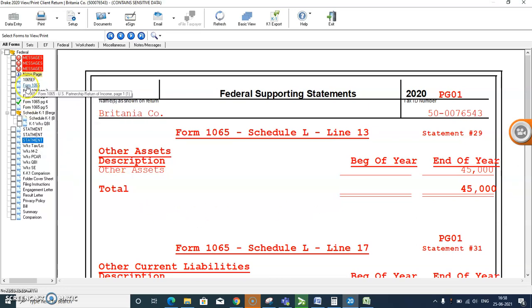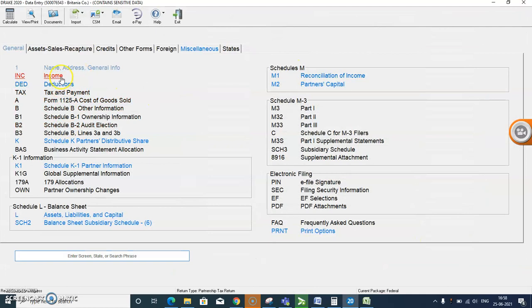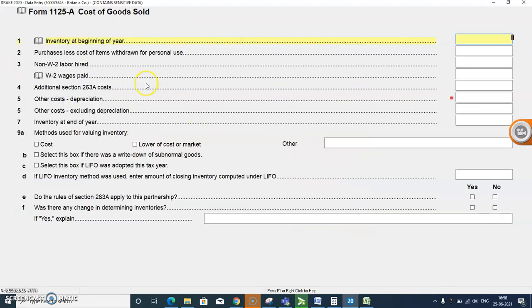Guys, you can report the cost of goods sold as well if you have the information. Say cost of goods sold. You do not know the inventory at the beginning of the year, but you know the purchase done in this year, say $5,000 of product.